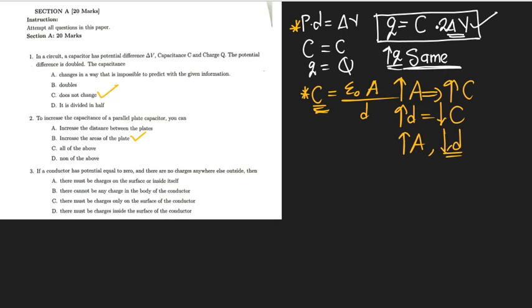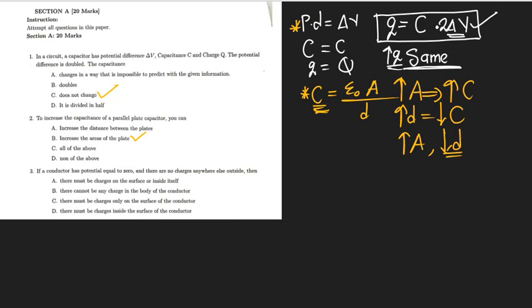3. If a conductor has potential equal to 0 and there are no charges anywhere else outside, then... A conductor has got a potential which is equal to 0 and there are no charges anywhere else outside. Imagine you have an object and that object has a potential difference equal to 0. Nothing really is ongoing. No net charges anywhere else, nothing. Then A, there must be charges on the surface or inside itself.